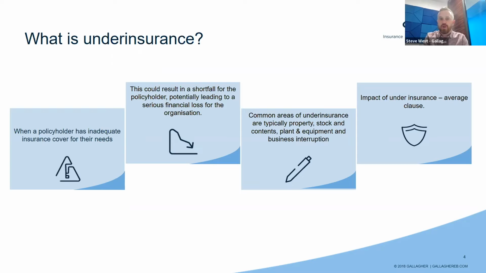Typical areas of insurance, which we see again with manufacturing and wider clients: property, stock and contents, plant and equipment, and business interruption. And in terms of the effects of underinsurance, there's a long-standing insurance clause called average, which means that if you are underinsured, then any claim would also be underpaid by whatever percentage you are underinsured by. So in the case of large claims, it's massively, massively important that we get these figures right from the outset and they're regularly reviewed.